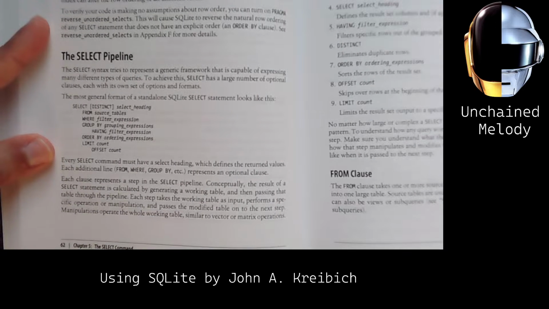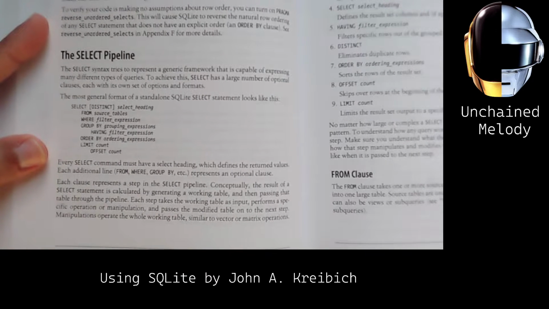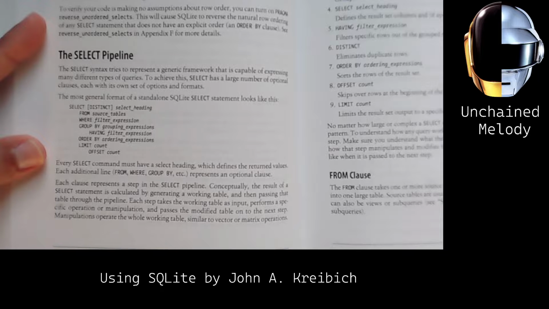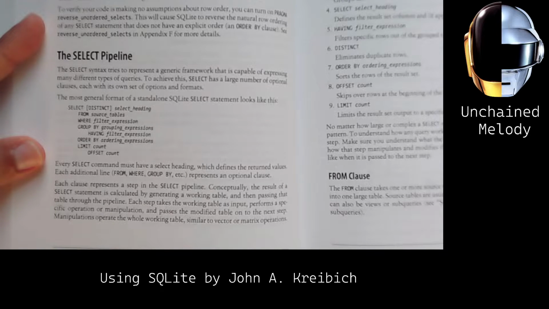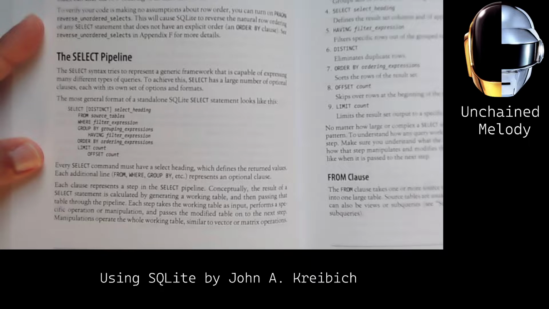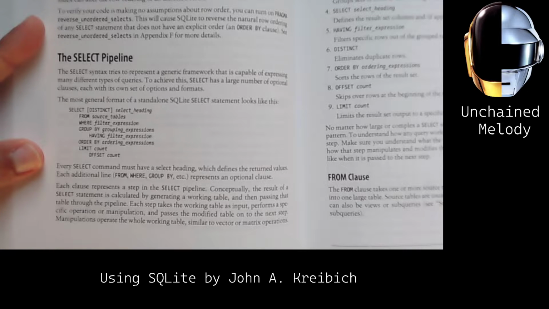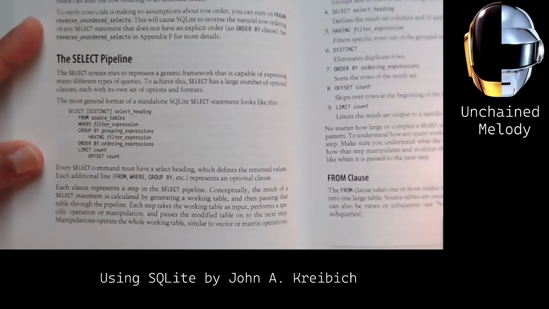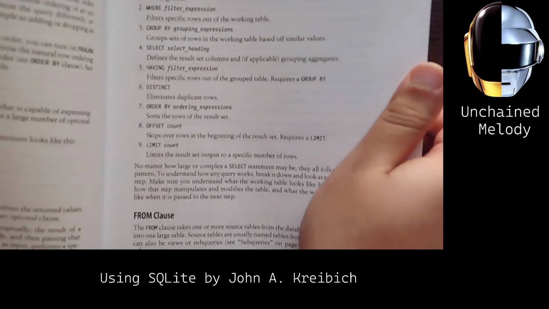Each additional line from WHERE to GROUP BY represents an optional clause. Each clause represents a step in the select pipeline. Conceptually, the result of a select statement is calculated by generating a working table and then passing the table through the pipeline. Each step takes the working table as input, performs a specific operation or manipulation, and passes the modified table on to the next step. Manipulations operate on the whole working table, similar to vector or matrix operations.